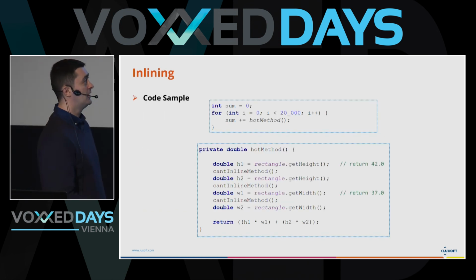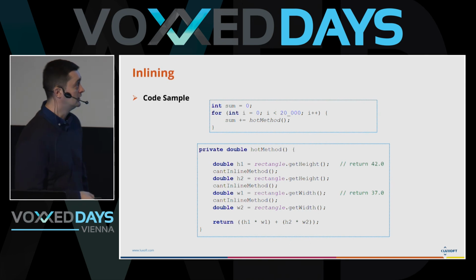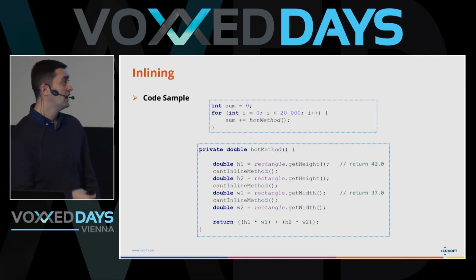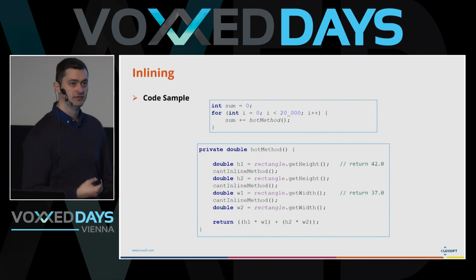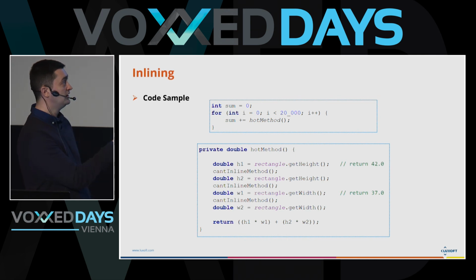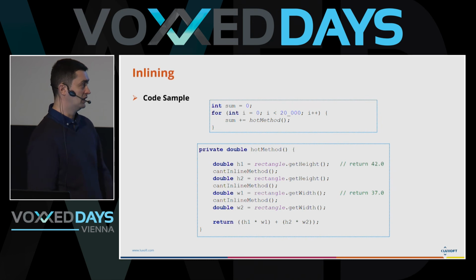To dig inside it, first a bit of context about the test scenario. Again, the same long-running loop, but this time inside my hot method I called the height method twice and the width method twice. It's mainly a call to read a variable out of memory and store it in these locals. And at the end, my method did some multiplication and addition and returns the result.